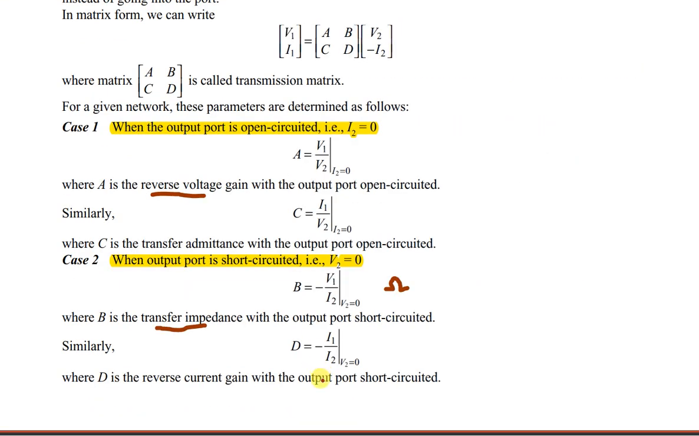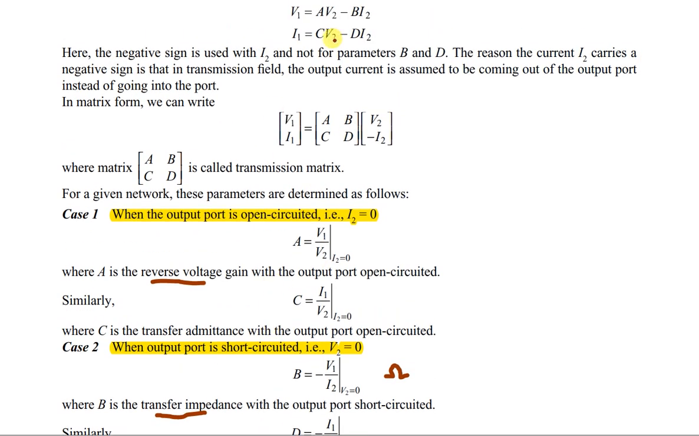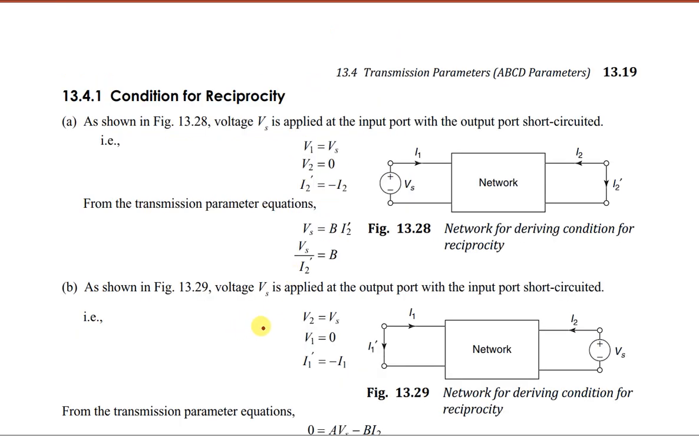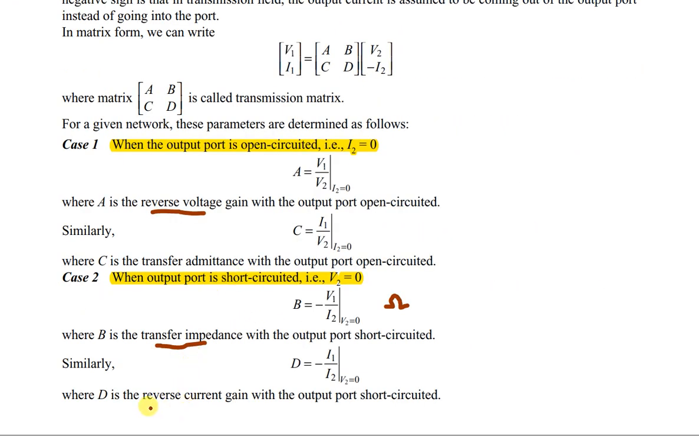Similarly, D is equal to I1 by I2 when V2 is equal to 0. So it is a reverse current gain because it is input current by output current. If it is output by input, it is forward current gain, and it is a ratio of current by current, so it has no unit.